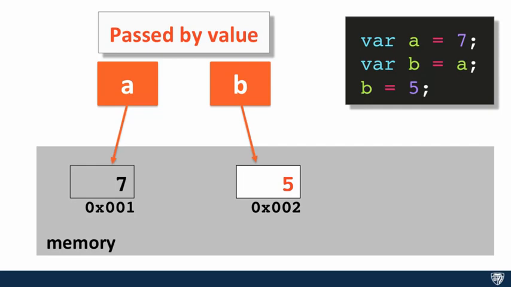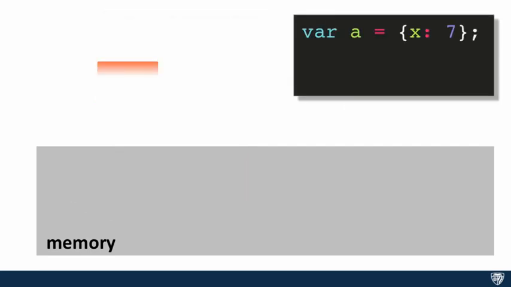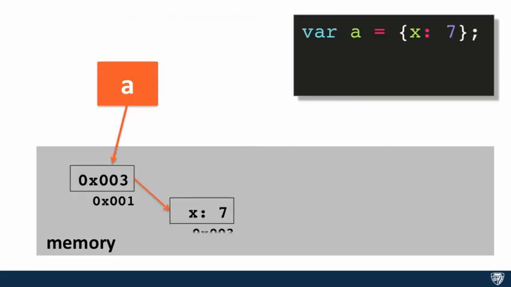Let's take a look at the same scenario, but in the case of objects. The first thing that happens, of course, is that we declare an object. In this case, we declare an object literal with the property x equal to 7. So a again gets allocated a memory location. Again, in this case, 001 is the address in memory. And what gets put into that memory location as the value is another memory address. So inside the address 001, the value in that position in memory is another memory position that is pointing to another part of memory. And in the address 003 is where the value actually sits.